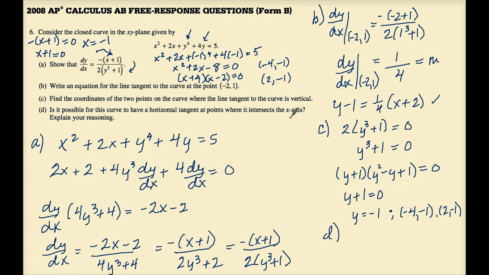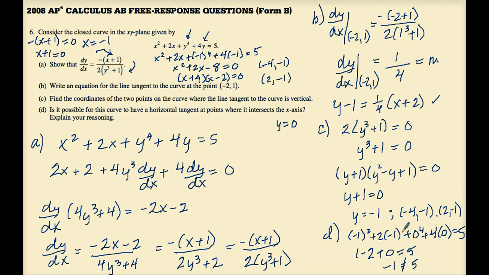But the curve will be crossing the x-axis when y equals 0. So we need to see if it's possible for x to be negative 1 and y to be 0 simultaneously in this equation. So we'll have negative 1 quantity squared plus 2 times negative 1 plus 0 to the fourth plus 4 times 0, and we're going to see if that does equal 5. 1 minus 2 plus 0 equals 5 is not a true statement. Negative 1 does not equal 5.